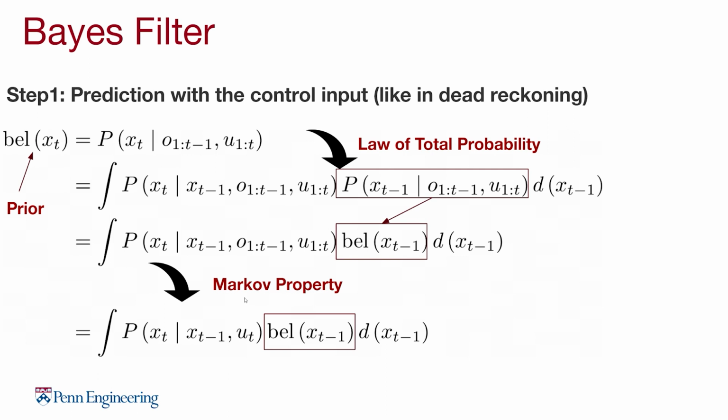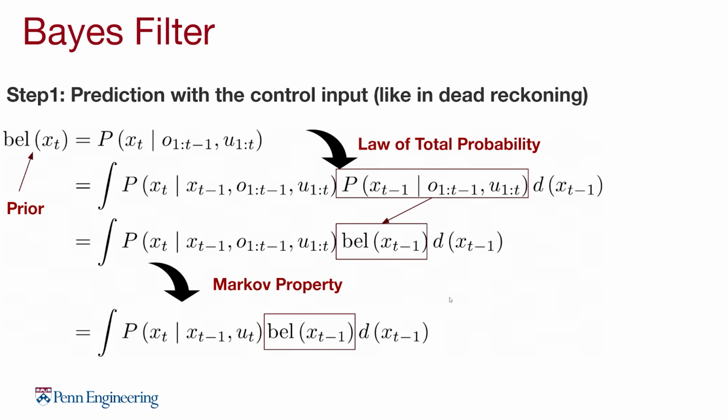And then we can apply the Markov property here, because if we know the information of x_t minus 1, then we can just abandon all the other useless information of the observations and all the control inputs. The only thing we care about is the state estimation from t minus 1 and the control input for timestamp t.